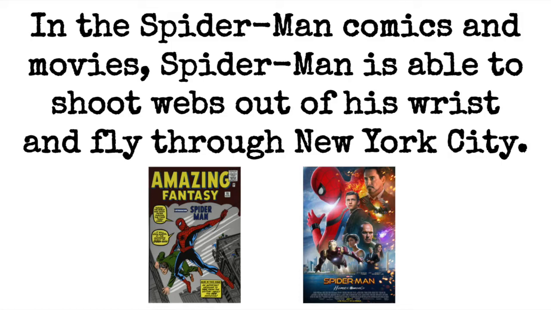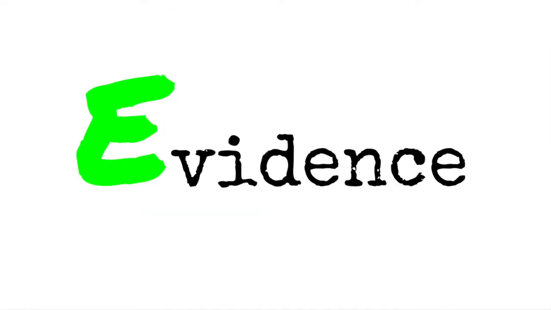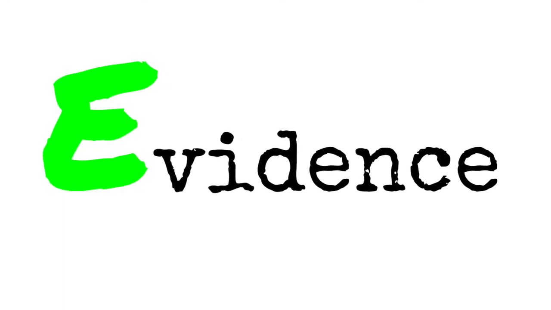In the Spider-Man comics and movies, Spider-Man is able to shoot webs out of his wrist and fly through New York City. This is an example for evidence because I talk about Spider-Man's abilities as well as where I found the evidence, which was an observation I made while both reading and watching the Spider-Man comics and movies. I didn't make this information up. It is a fact, as all your evidence should be. That wraps it up for writing evidence.